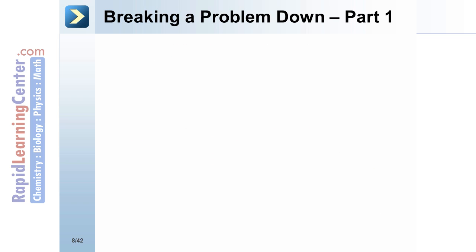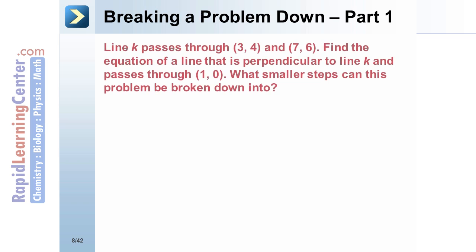Breaking a problem down. Line K passes through points (3, 4) and (7, 6). Find the equation of a line that is perpendicular to line K and passes through point (1, 0). What smaller steps can this problem be broken down into?